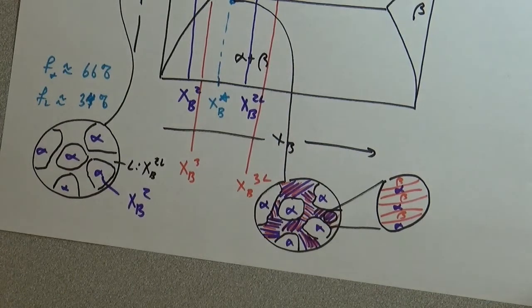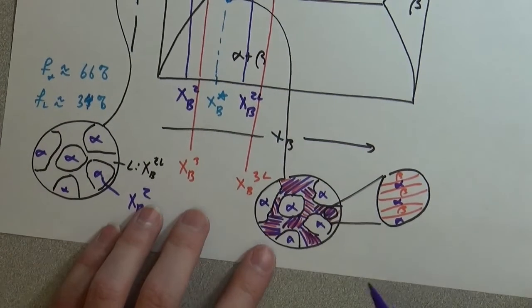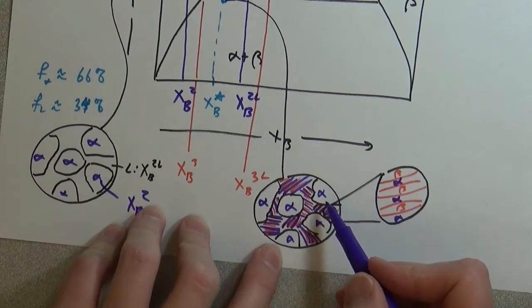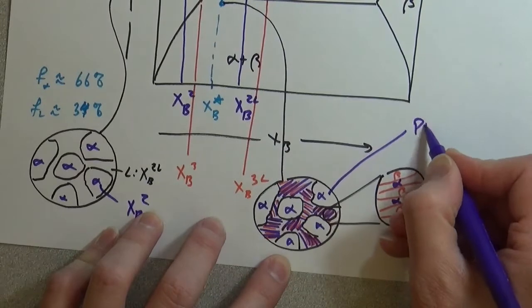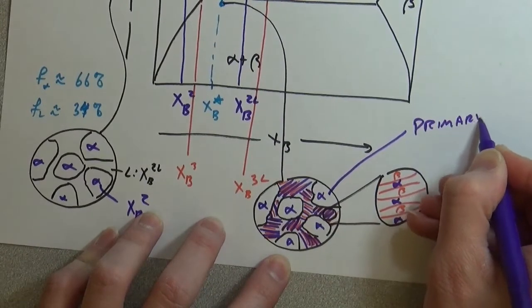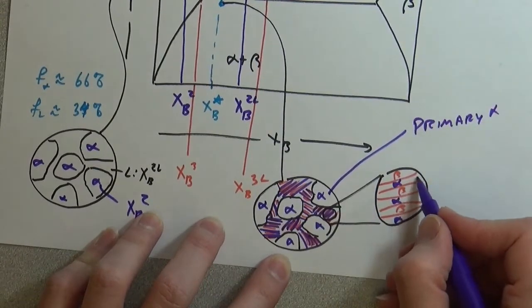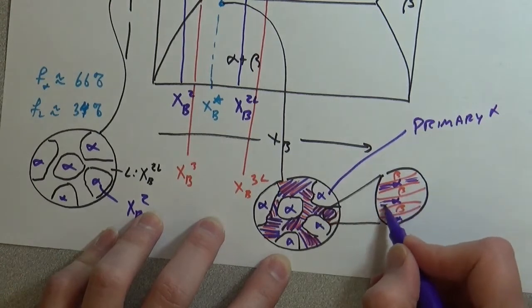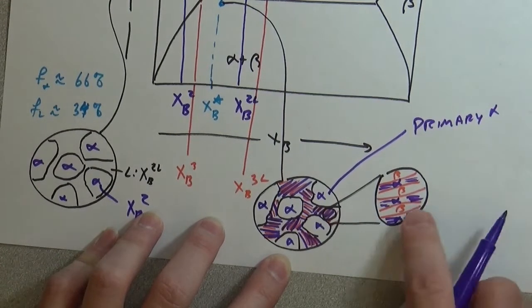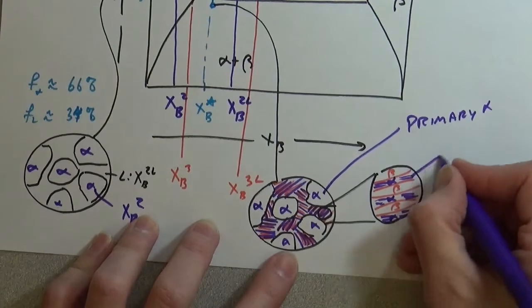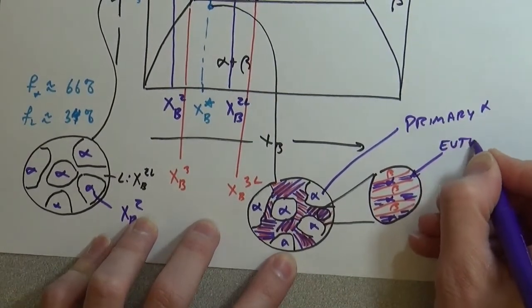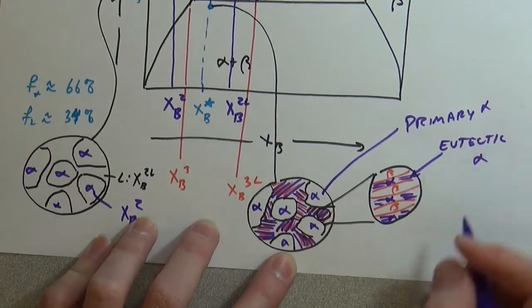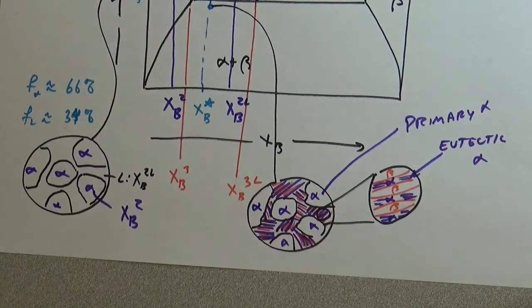The alpha that's sitting in these large grains is called primary alpha. The alpha that's in the eutectic microstructure is called eutectic alpha. So we can distinguish between the two if we want.